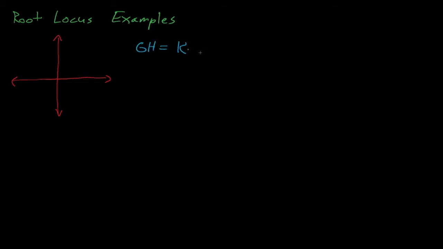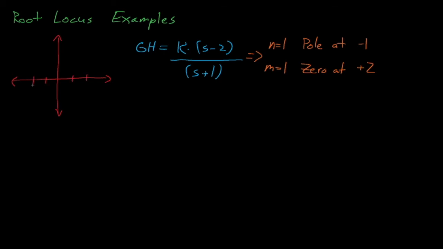These rules seem kind of arbitrary and difficult to understand, so let's exercise them by making some sample root locus plots. First, we'll do an example where GH is equal to some gain k times s minus 2 divided by s plus 1. In this case, n equals 1 and m equals 1, which means that we have one pole at negative 1 and one zero at positive 2. We plot our 1 x and 1 o in the complex plane, and because we have one pole, we must have one locus, which travels from the pole to the zero, like this arrow here.